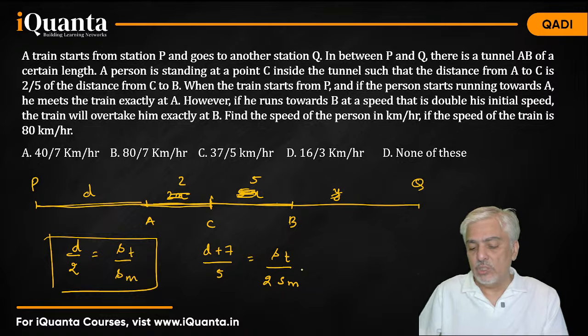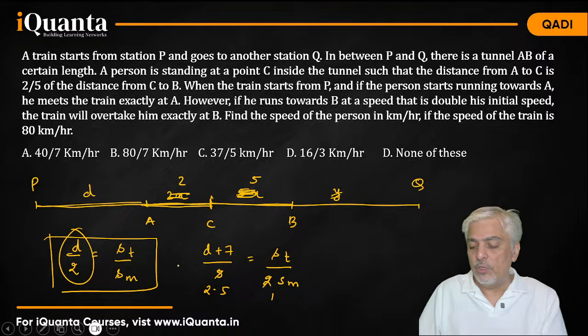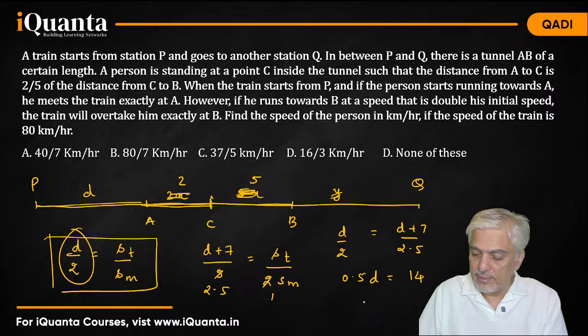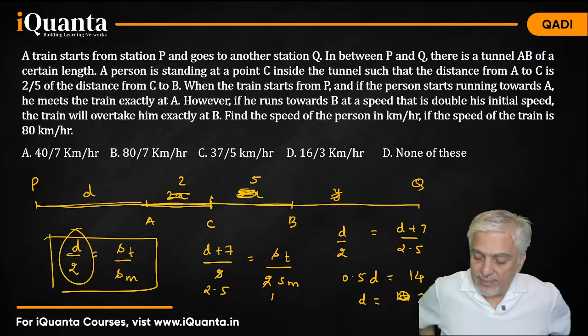So, if this double was not there, what would happen? 2 1s are 2, 2.5s are 5. So, now I equate these two. D upon 2 is D plus 7 upon 2.5. 2.5D minus 2D is 0.5D is 14. D is 14 divided by half, which is 28. So, D is 28.